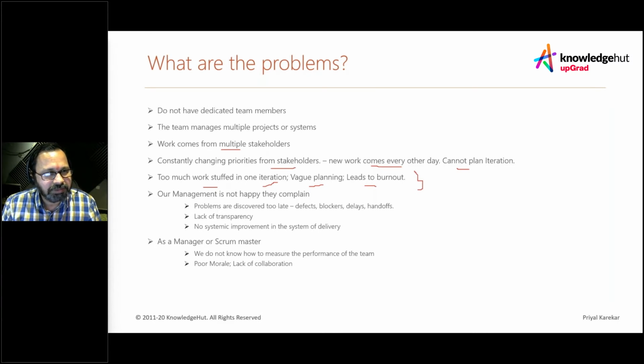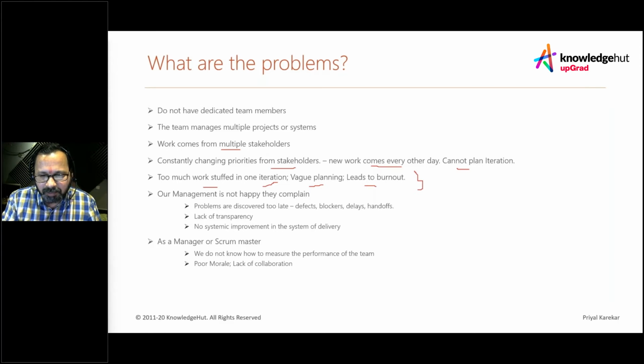So these are a couple of frustrations which our bosses or our management is having. And with that, our managers or our scrum masters who are managing these teams are also frustrated. They have their own pain points. We do not know how to measure the performance of the team, because they want to know whether we are going in the right direction. Can we really measure the performance of the team?